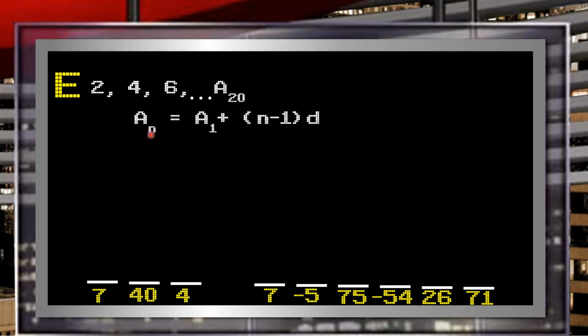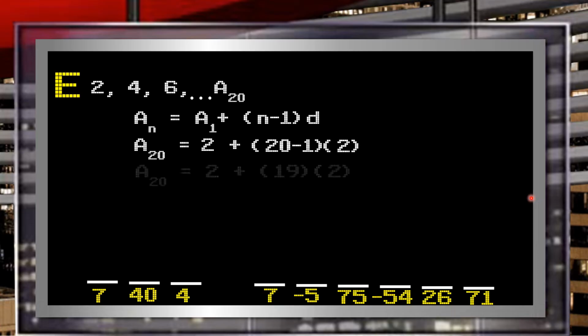So, ano nga ulit yung hinahanap nating last term dito? It's a sub 20 equals, ano yung ating first term? 2 plus, how many terms are we working on here? Siyempre, it's 20. N is equal to 20 minus 1. And what is the common difference? By inspecting, so 2 to 4, 4 to 6, or by subtracting the second term minus the first term, so 4 minus 2, o kaya third term minus the second term, so 6 minus 4. So the common difference is 2.